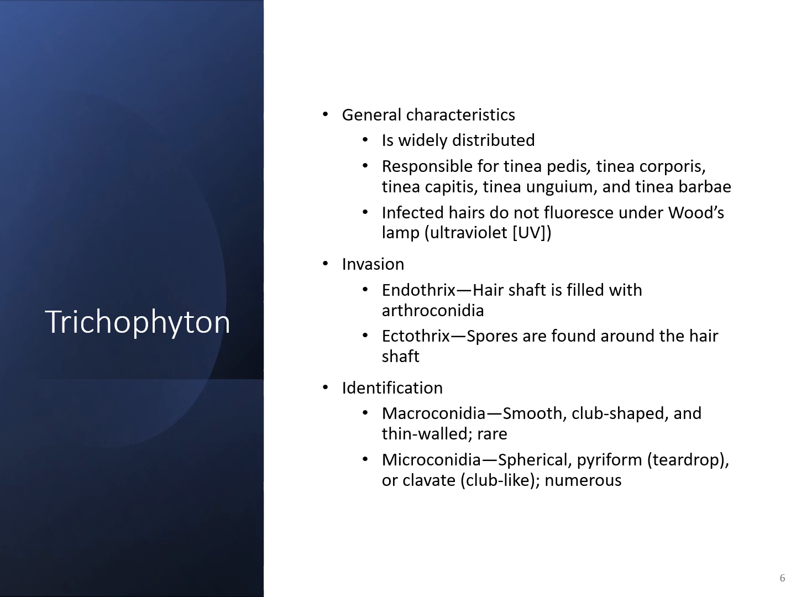They typically are smooth with a club shape, and they have a thin wall. And the Trichophytons do not typically have many macroconidia. The microconidia are spherical. They can be pyriform or teardrop shaped, and they can be club shaped, and there are usually a lot more of the microconidia.